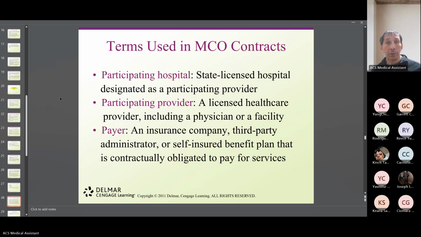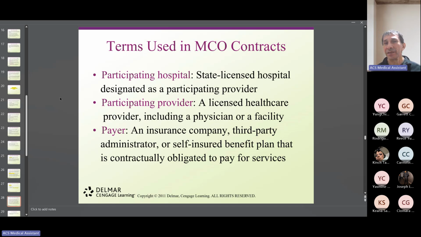Okay, more terms that we use for these managed care organizations. Participating hospital. Now, when we talk about participating hospitals, are these hospitals contracted with this particular insurance company? That's called a participating hospital. If I'm enrolled in this particular insurance, I'm a participant, but to receive reimbursement. That's what it's talking about, not to receive benefits.